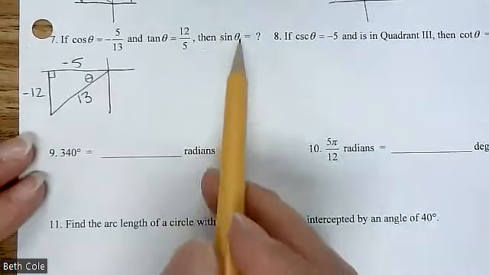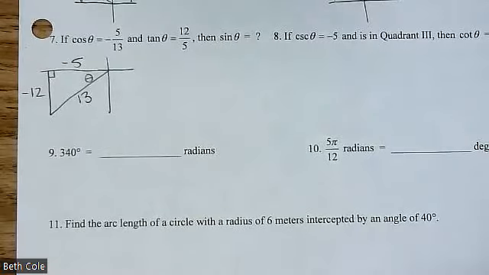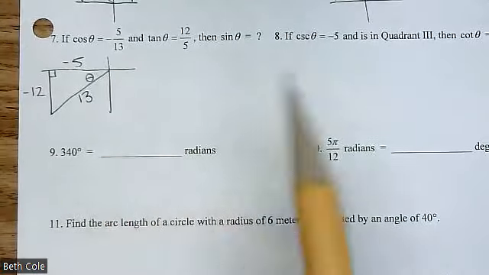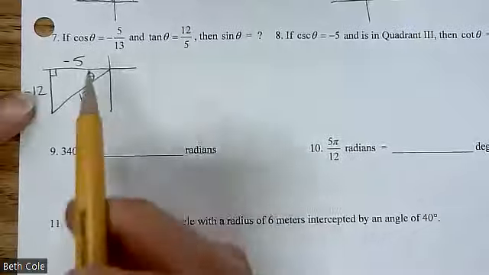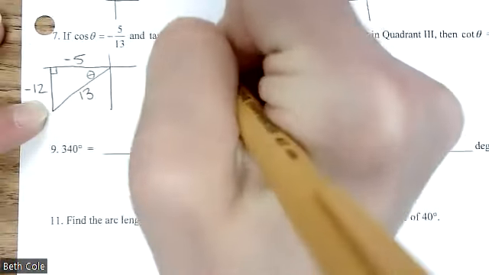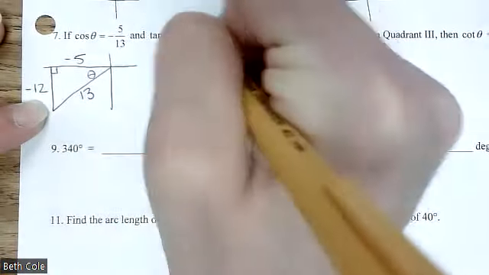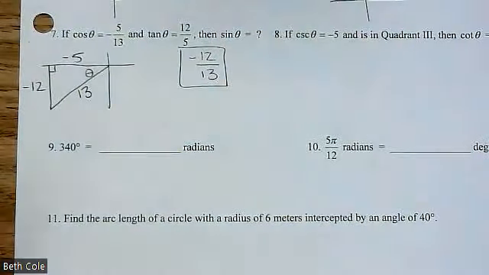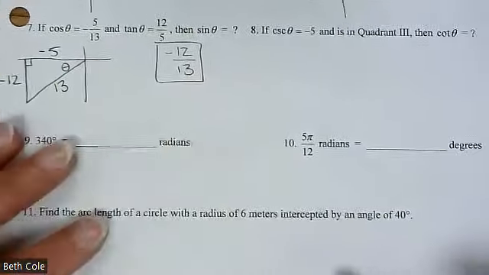It's asking for sine. Sine is opposite over hypotenuse. So using this picture, what is opposite over hypotenuse? Good. Negative 12 over 13. That's it. Sometimes I ask you for all 6. This time I just asked you for one of them.